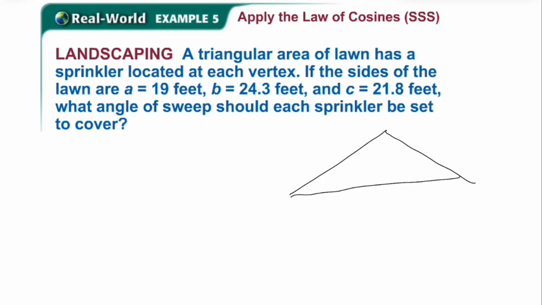I'm going to put where I just happen to draw the triangle. The littlest side is 19, so I'm going to put the 19 here. So that means that I have big A right there, okay? The largest side I'm going to put here just because of the way I drew it. So that means big B is up there. And then the medium side looks to be about right here, which is C. So I'm going to put big C right there. Okay. It says, what angle of sweep should each sprinkler be set?